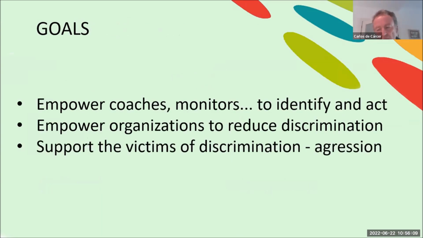So the goals of the manual. I will start by going directly to the main destinataries of the manual, that is empowering coaches, monitors, to identify aggressions in the context of sport. So the main direct goal of this toolkit is empowering those main destinataries, which are the actors and the stakeholders around the sport activity, and a sport based on social inclusion, right?